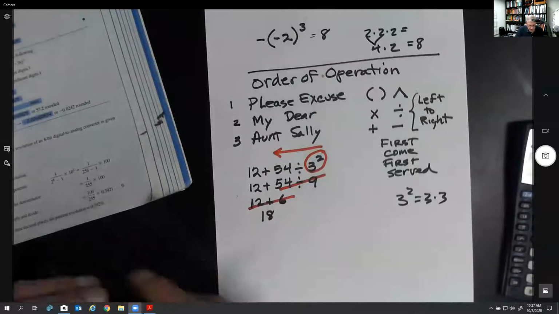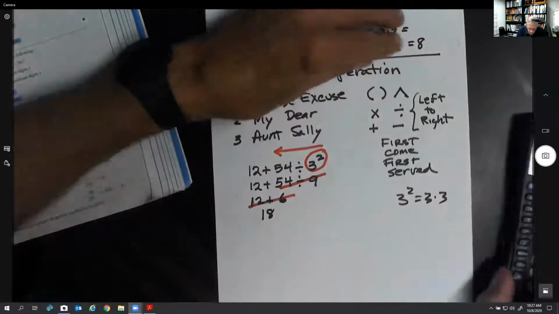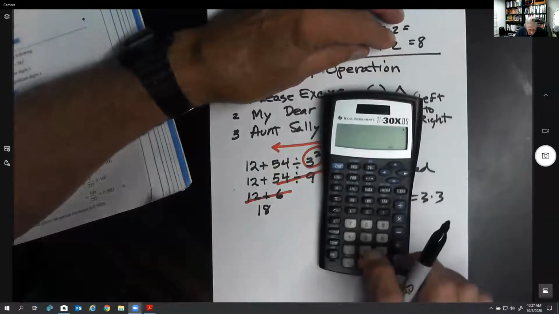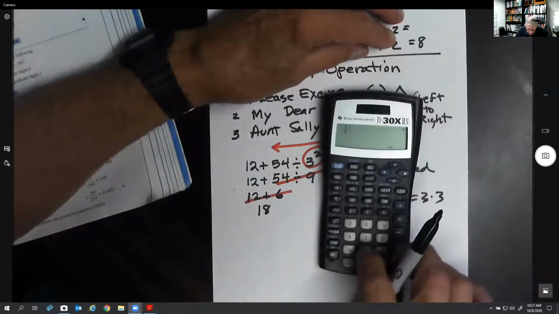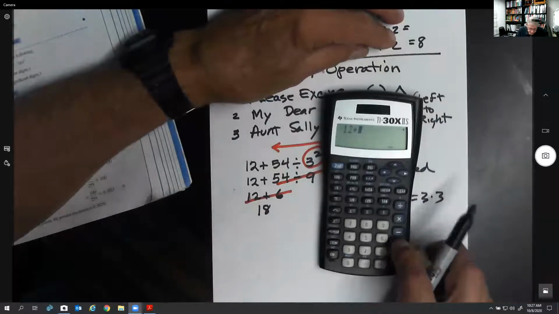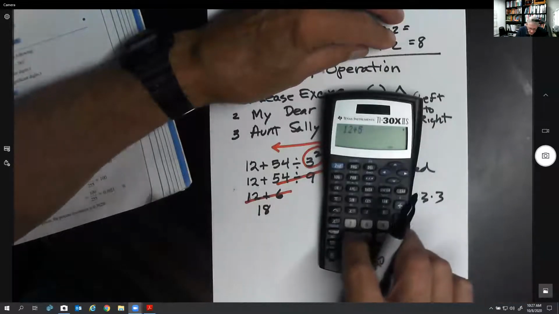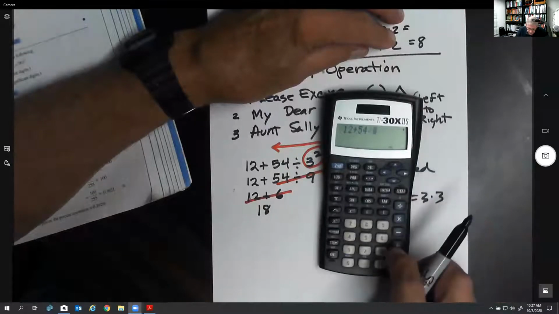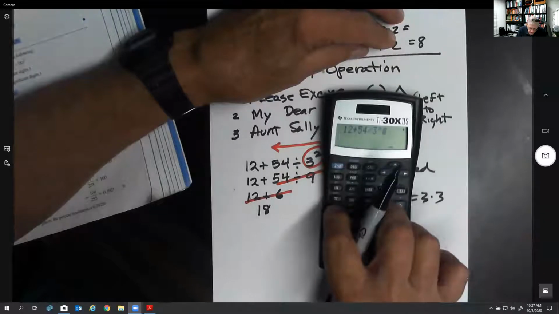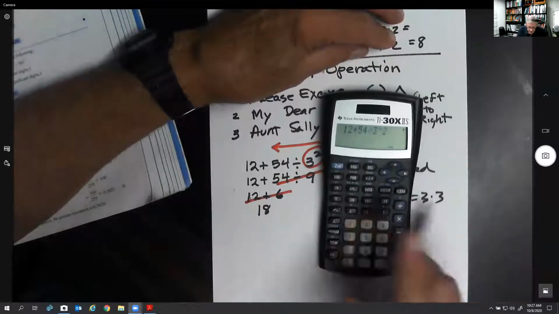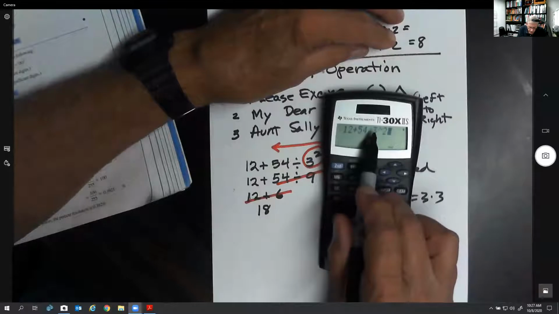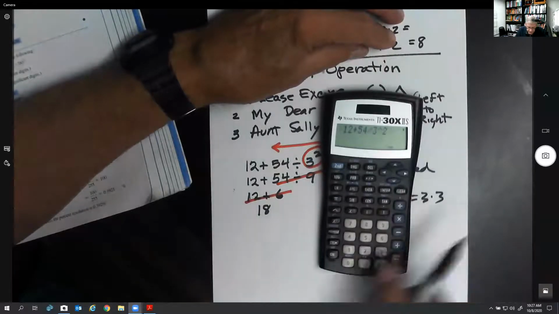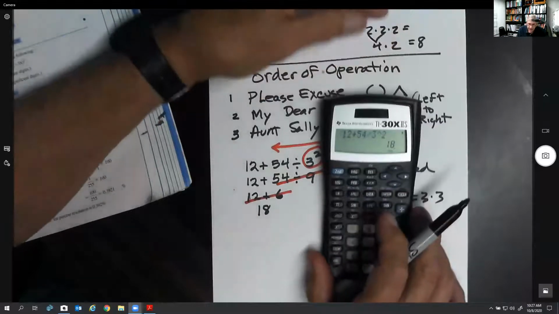But in different countries. Now, let's see if I put this into my calculator just the way it was written. Now, this isn't going to work on every calculator because it depends on their formats and stuff. But on this one, it will work. So 12 plus 54, divide, it shows this symbol, 3 raised to the second power, 18. See, and that's the same answer we got.